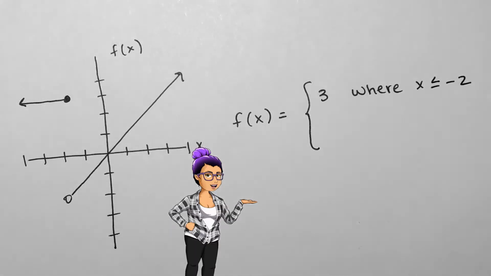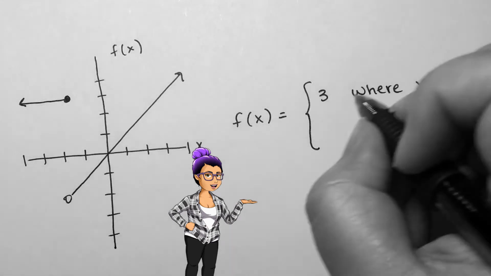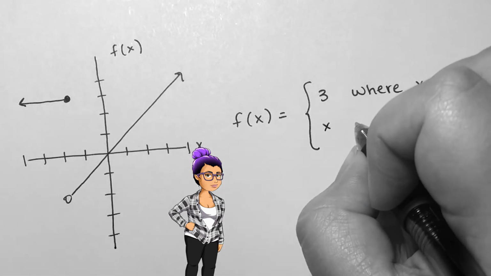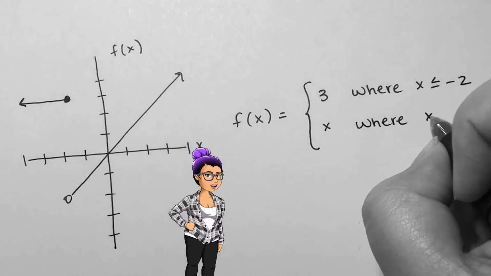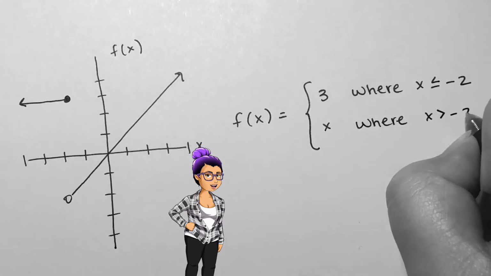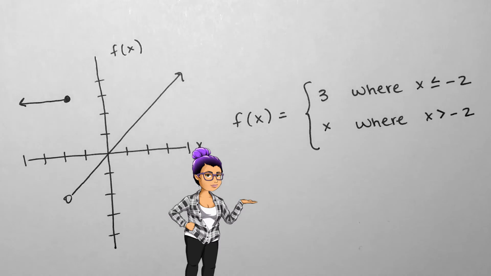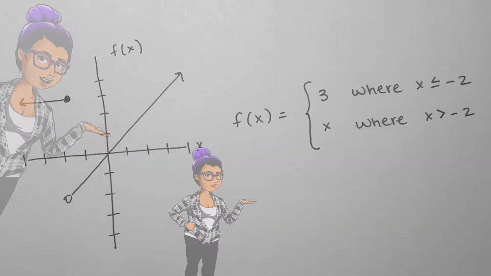Writing this as an equation requires a row for each piece and an inequality to represent the piece of the domain it represents. For this one, I'd say that f of x is 3 where x is less than or equal to -2, and x where x is greater than -2.